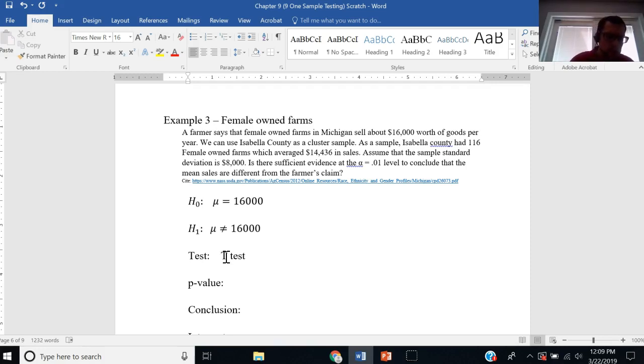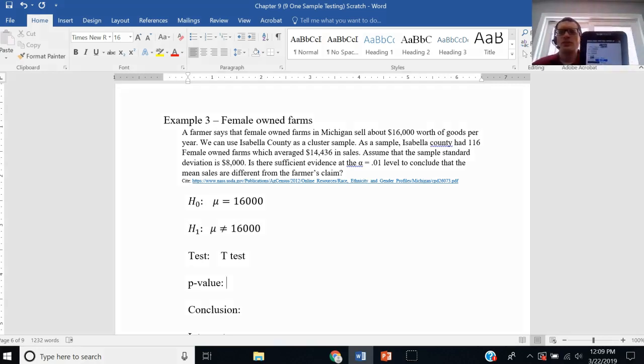Now, we utilize the t-test because we have a sample standard deviation given to us. Our mu sub 0 is going to be 16,000. The x bar is going to be 14,436. That's the sample average. The sample standard deviation, which is S, we write as 8,000. My N equals 116. That's how many farms were sampled. And I'm going to utilize the not equal feature because our alternative hypothesis has not equals.